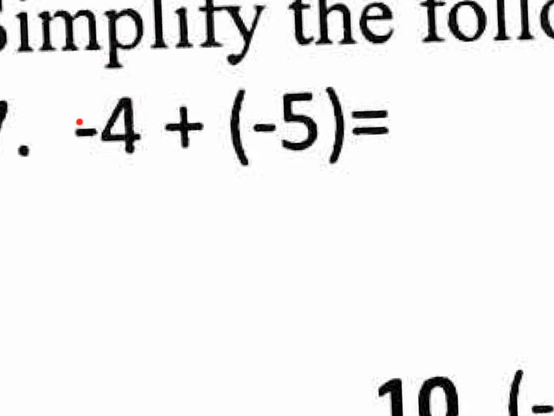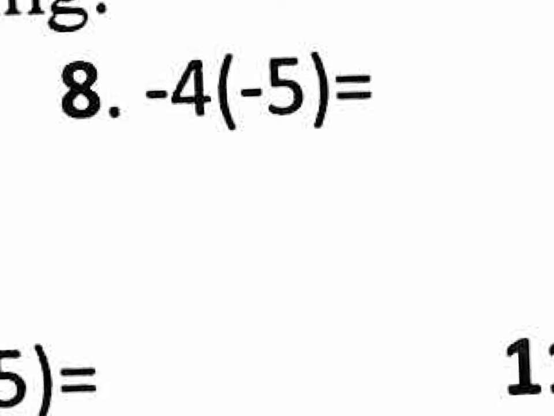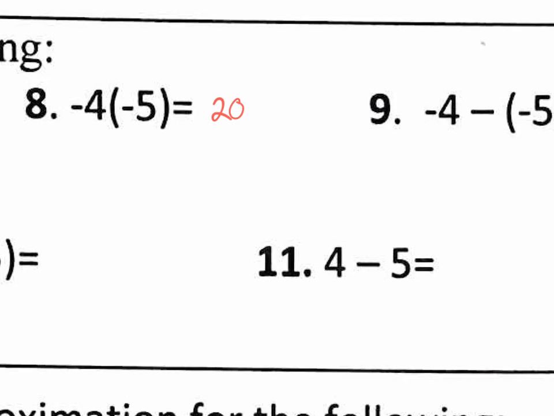So number 7, I need to think of money. I owe 4, I owe 5. What's my answer? I owe 9. Negative 9 is the right answer. This next one, I am not thinking of money because there's no sign between the 4 and the parenthesis. So yeah, 4 times 5 is 20, and a negative times a negative equals a positive. So positive 20 is the answer there.